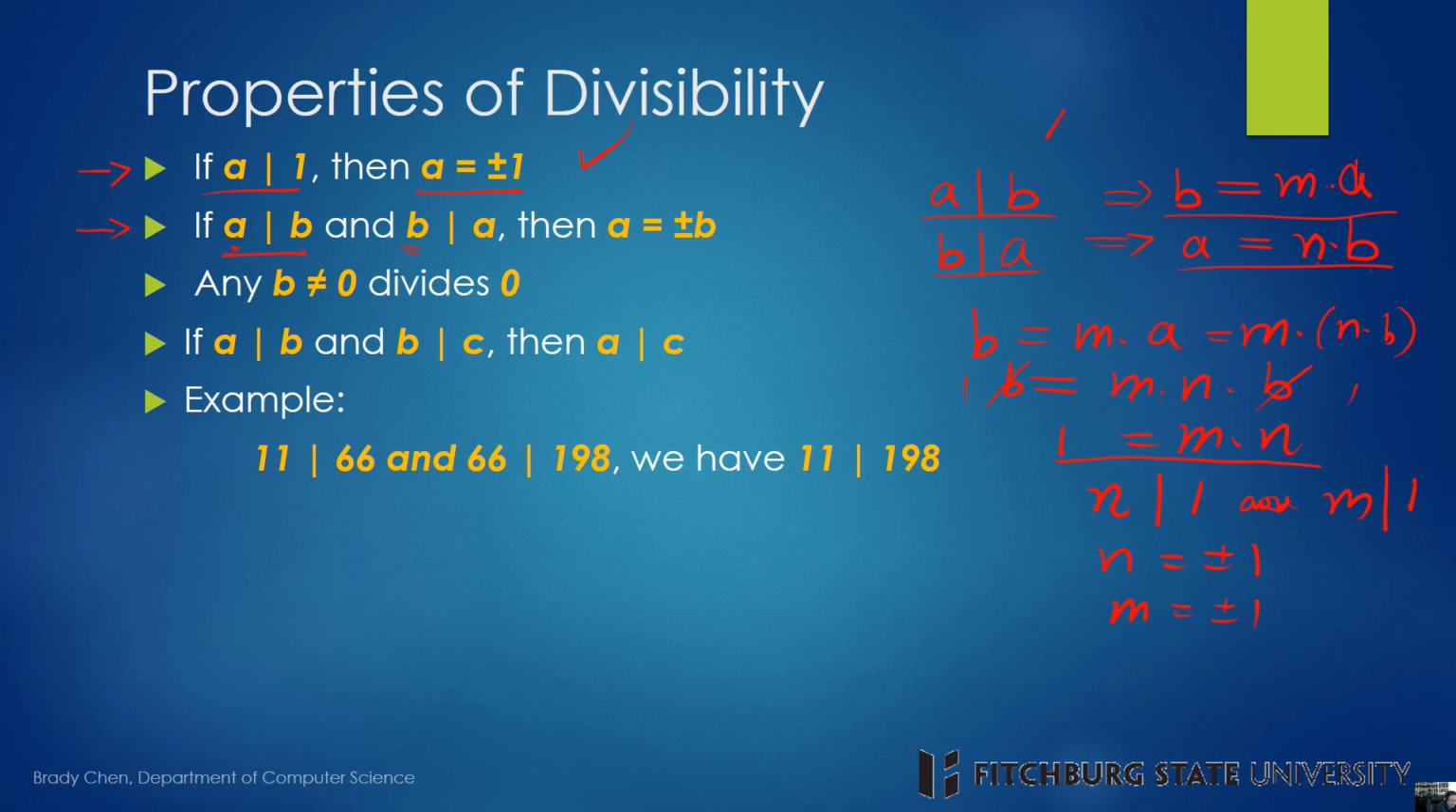So what does that mean? That means B equals, we replace n with positive or minus 1, so B equals plus or minus A. Or vice versa, A equals plus or minus B. So either way, it doesn't make any difference. So we got this: if A divides B and B divides A, then A and B are basically the same number, or maybe the opposite number with the same absolute value.